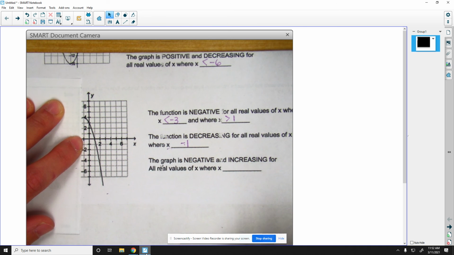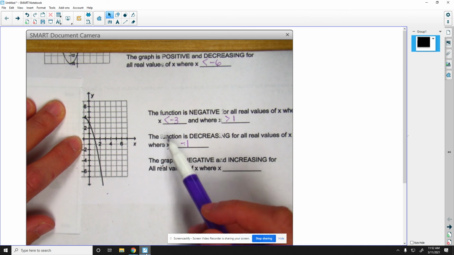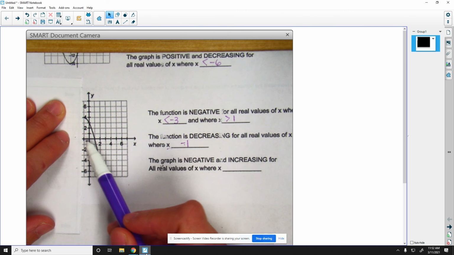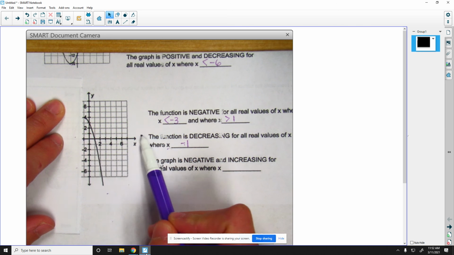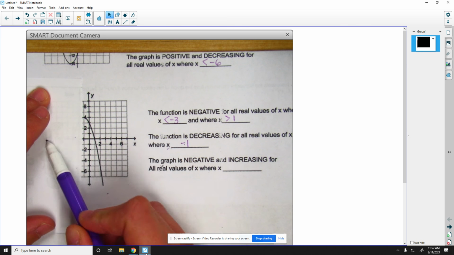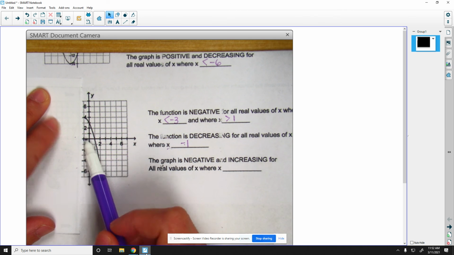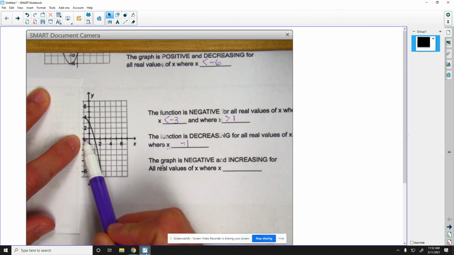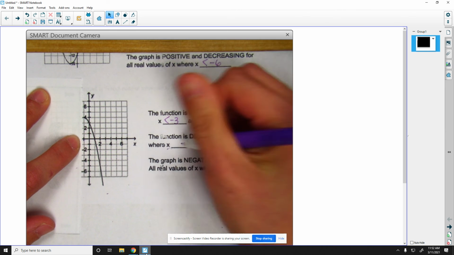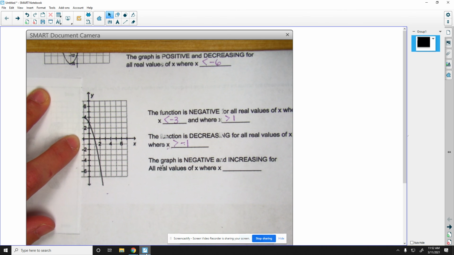If the x is -1, then is it greater than or less than? Look at your picture. Greater than is to the right. Less than is to the left. Online kids, what do you think? Greater, that's right. Do you see how it's to the right? That's where you see your picture. So x is greater than -1.